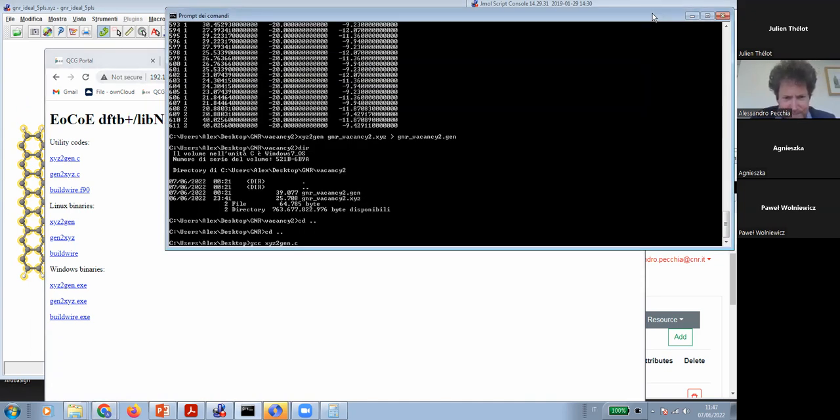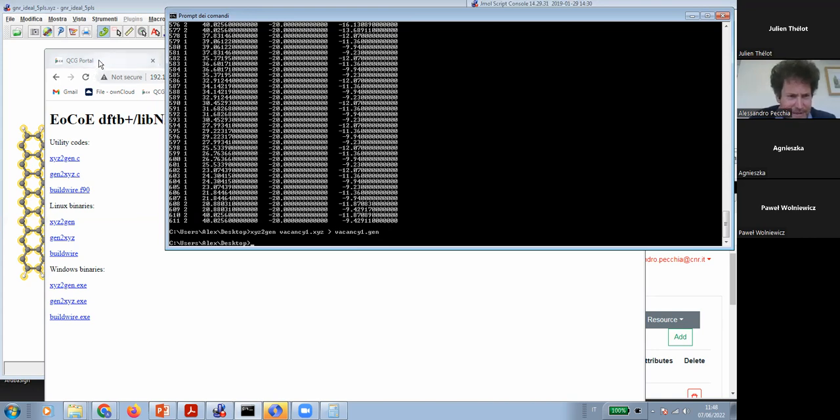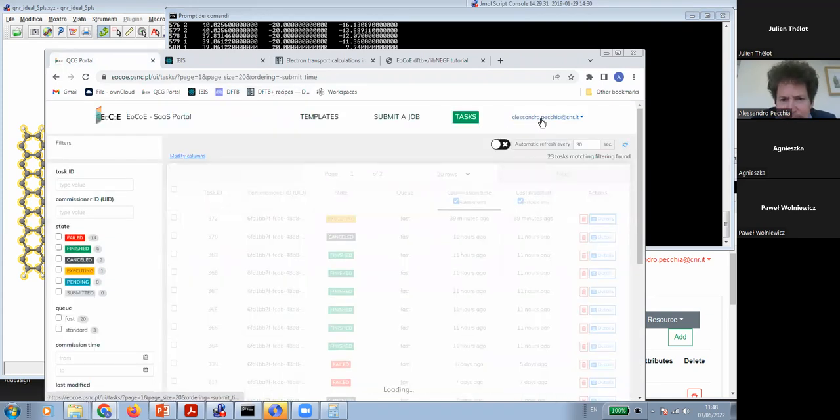But in practice, if you have them, you can run xyz2gen and convert the vacancy one file. If you run it, it writes on the screen. So if you redirect with the greater-than sign, you redirect the output to a file, and you have vacancy one.gen. This is the gen counterpart of the XYZ file. And in principle, you can take that and upload it back on the portal. How? Well, that might be useful later on.